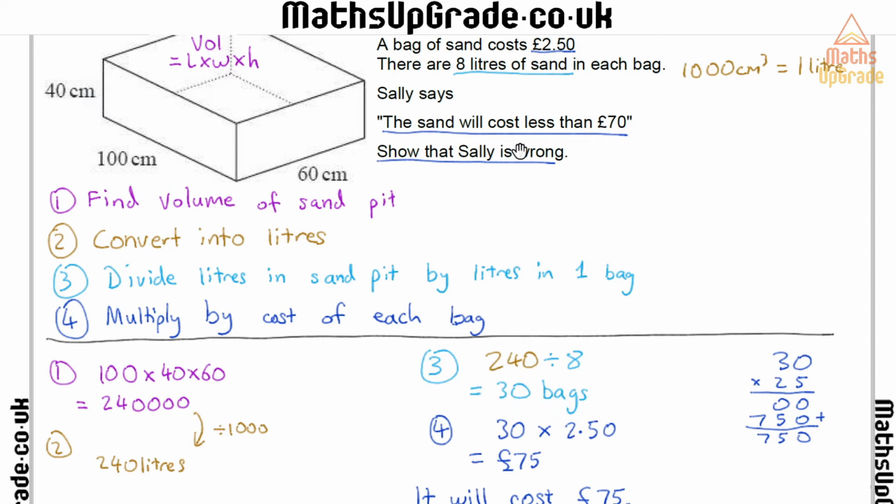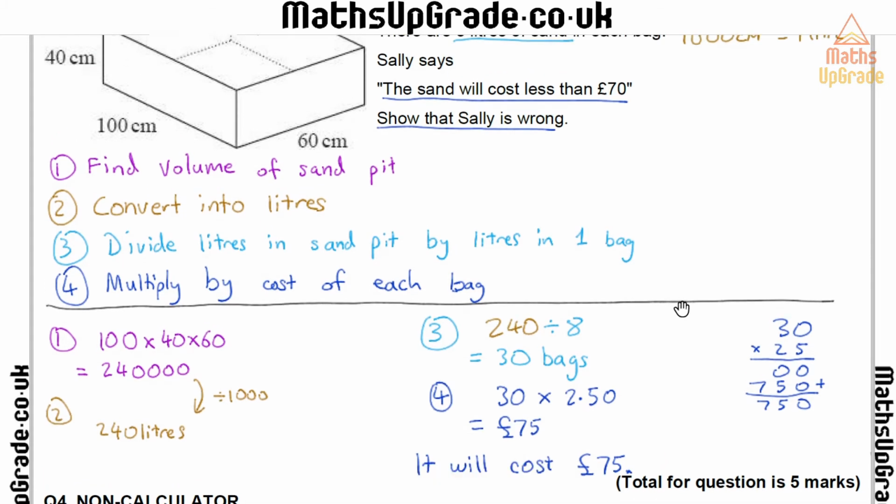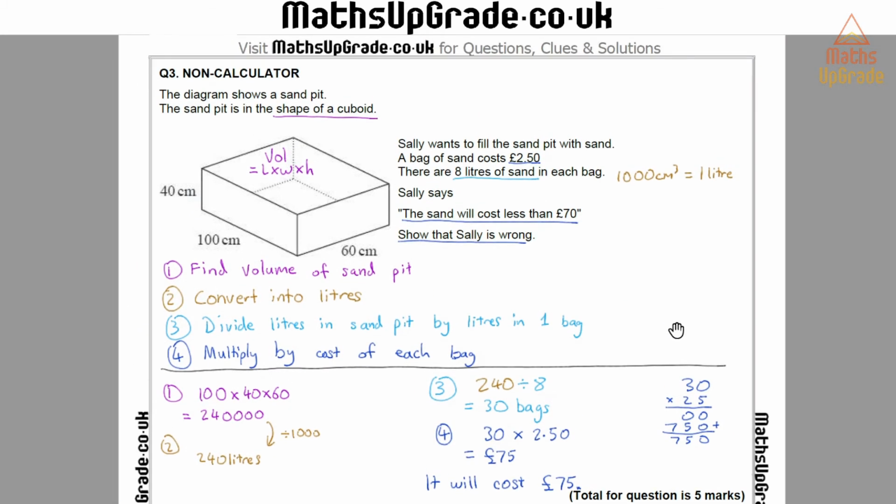So now I need to work out the cost of buying these bags. If each bag costs £2.50, then I just simply multiply by £2.50, and that gives me £75. So it'll cost Sally £75, so therefore she is wrong. So the entire question there is 5 marks.